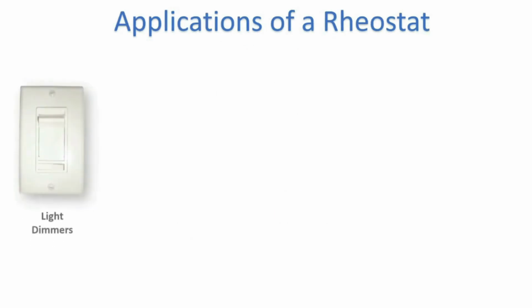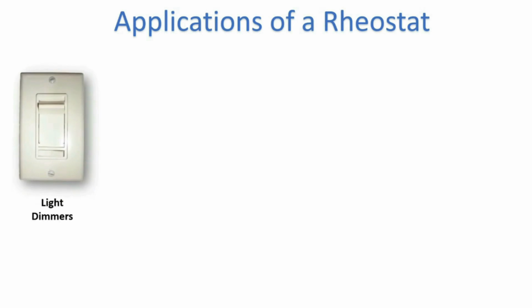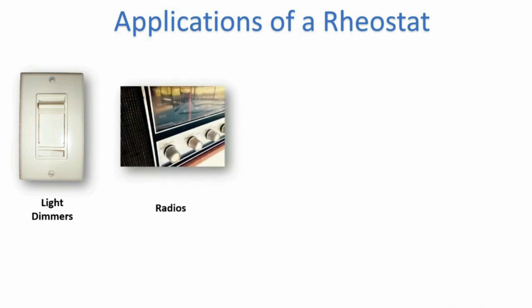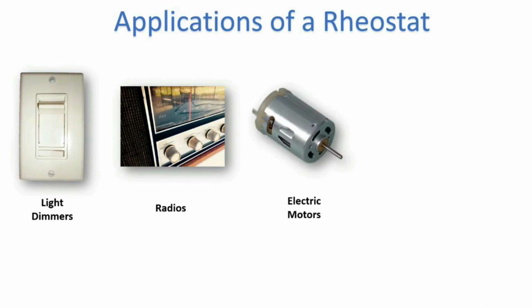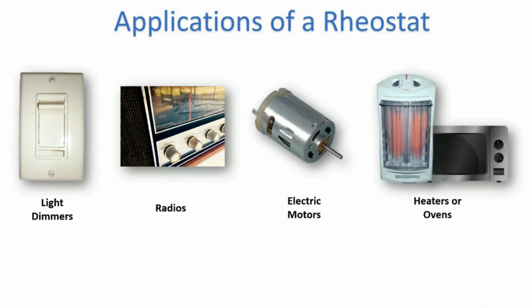You can use them in situations where high voltage is needed. They're frequently used in light dimmers. When the rheostat resistance changes, the electric current through the bulb changes, which then changes the light intensity. They're also commonly used in radios to increase or decrease volume. Also, they're often used to control electric motor speed. Lastly, rheostats can be used in heaters or ovens to control temperature.